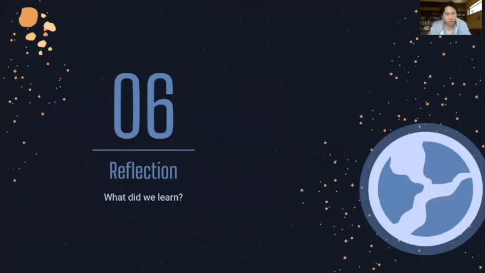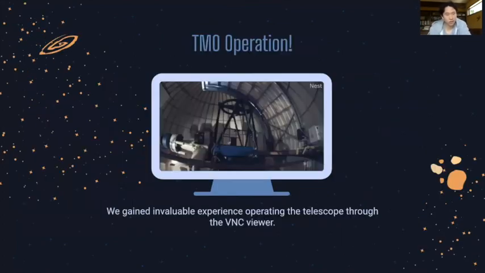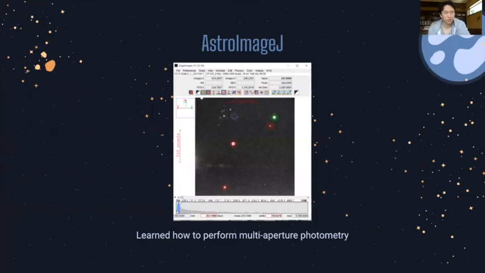So what did we learn throughout this process? In addition to learning a lot about exoplanets, we also learned a lot about operating the telescope. This includes guiding TMO, using finding charts to find our desired stars, operating the nest cams inside TMO, and making observation logs. We also learned how to use the software AstroImageJ to perform multi-aperture photometric analysis. This program was a little finicky to operate for us, but nevertheless, we learned how to get successful data.